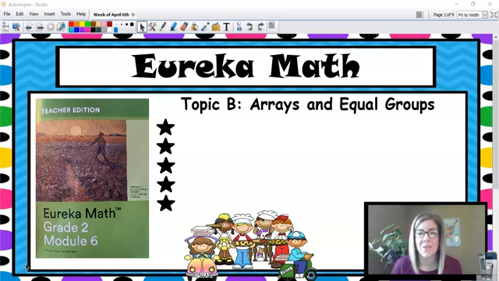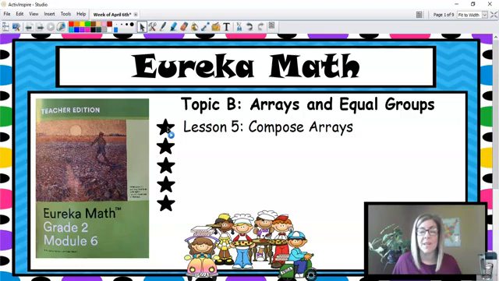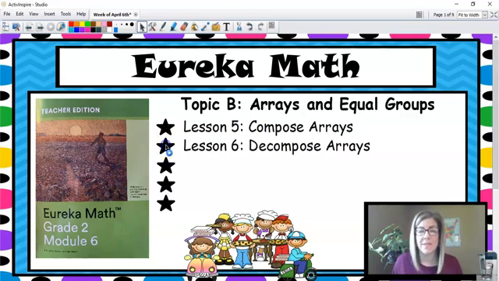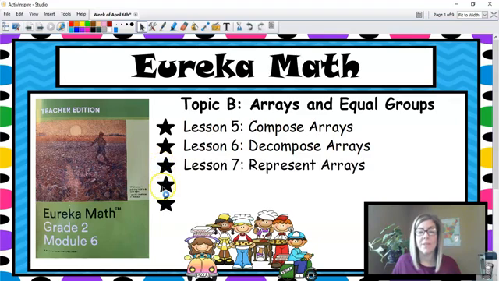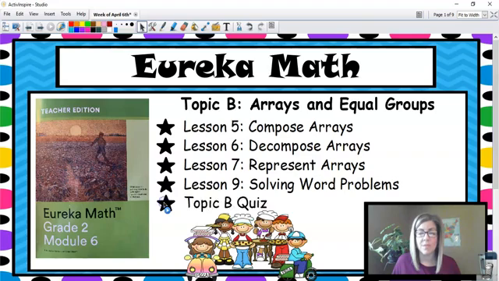We're going to start with Mod 6 Topic B, Eureka Math. Today's topic is arrays and equal groups. Lesson 5 will be composing arrays. Lesson 6, decomposing arrays. Lesson 7, representing arrays. Lesson 9, solving word problems, and the Topic B quiz.